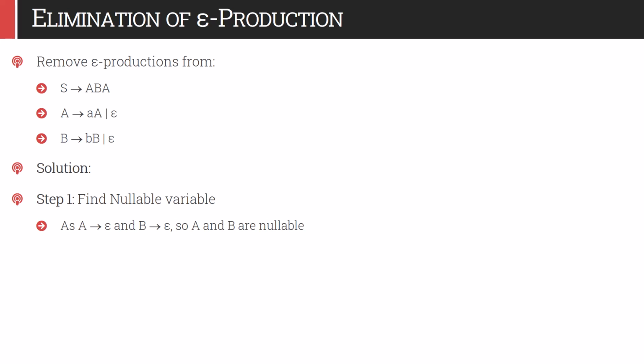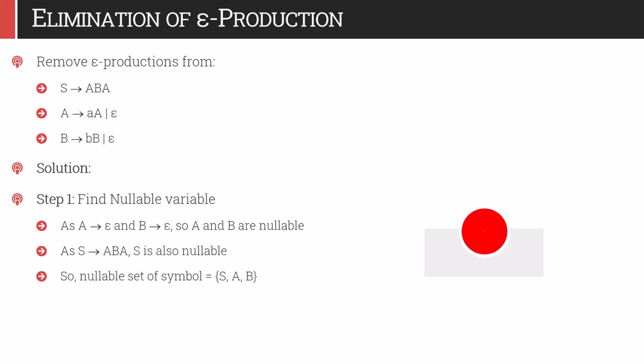From rule 2, if we have a production of the form A gives alpha, and all the symbols of alpha are nullable, then A is also nullable. So in the first production, S gives ABA, A and B both are nullable, and so S is also nullable. So our nullable set of symbols is S, A, B.